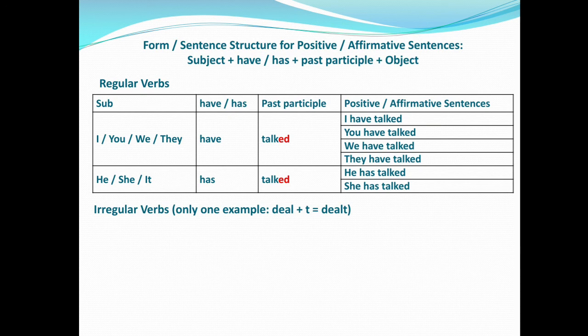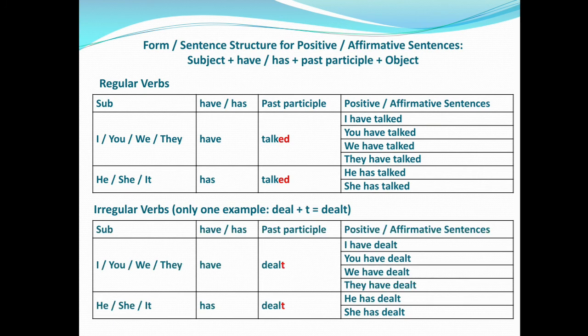For example, irregular verb deal, you add T to it, it becomes dealt, as I said earlier. So, let us look at its chart. If you have subject I, you, we or they, you use have, okay, and past participle. But for the irregular verb, you can see I have highlighted the letter T, okay. So, dealt, and you get the sentence I have dealt, you have dealt, we have dealt and they have dealt. It is not dealt, okay, it is dealt.